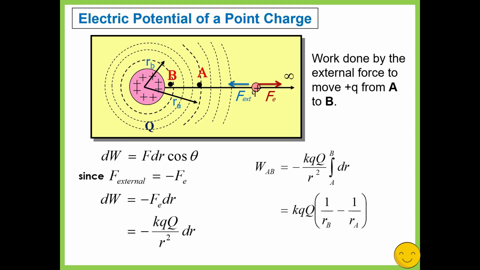Now we want to deduce the equation for electric potential at a point charge. The basic equation, please recall, is V equal to work done, or the electric potential energy, per unit charge. To get the equation for electric potential energy, we have to know the work done. Here is how we deduce the term for the work done by the external force if we want to bring a test charge from point A to point B. It undergoes the process of integration from point A to point B.